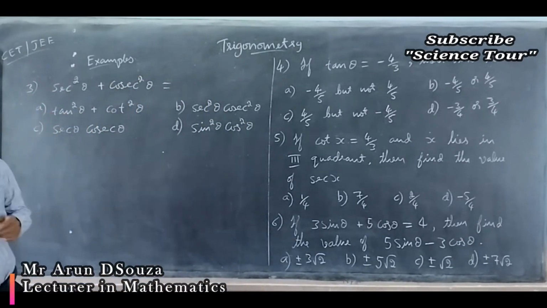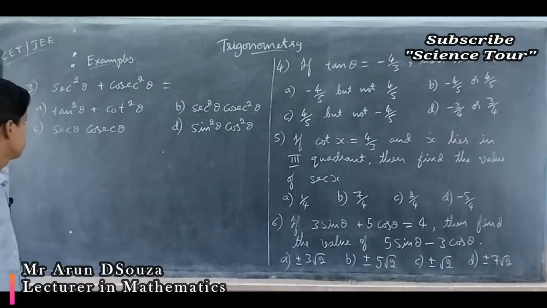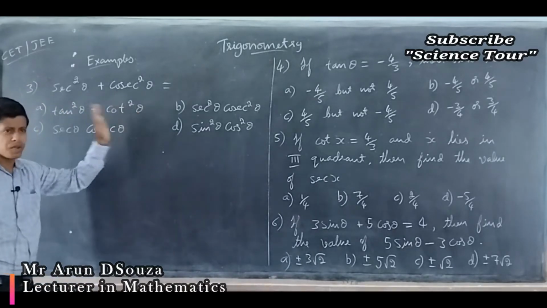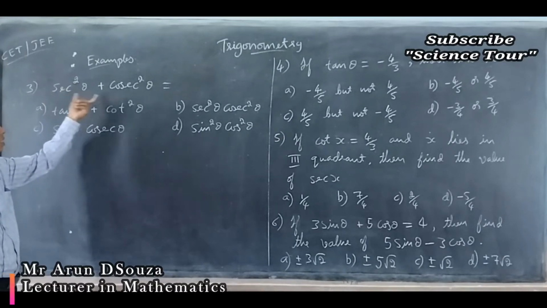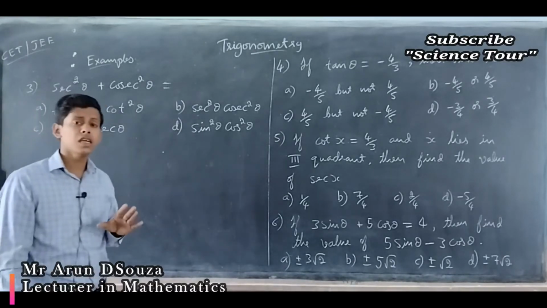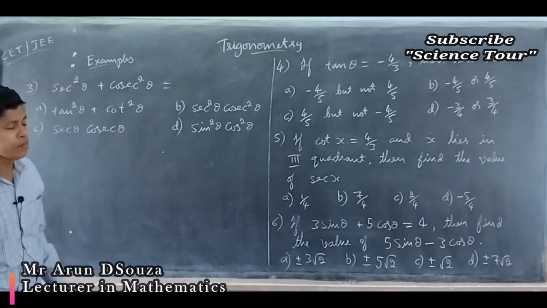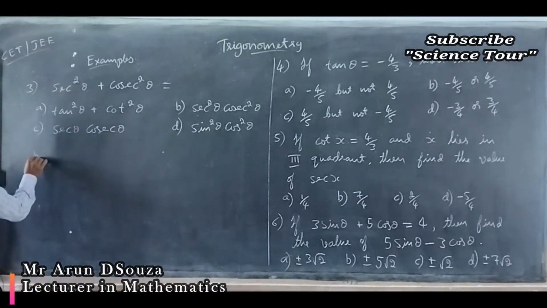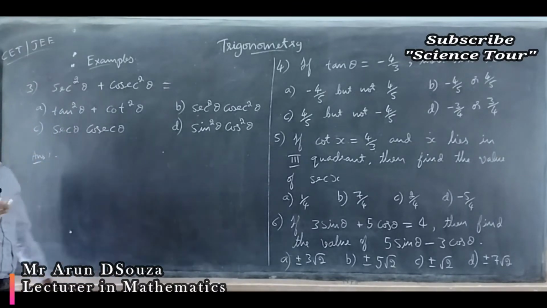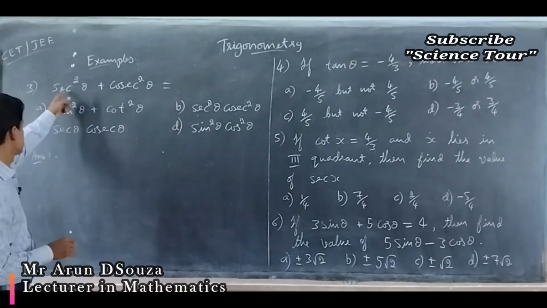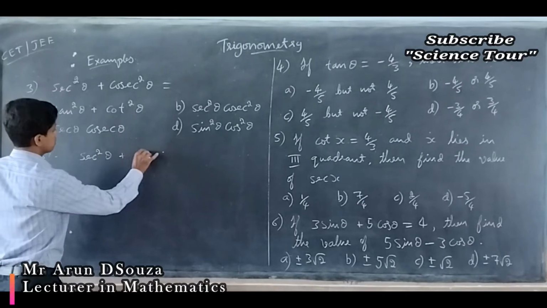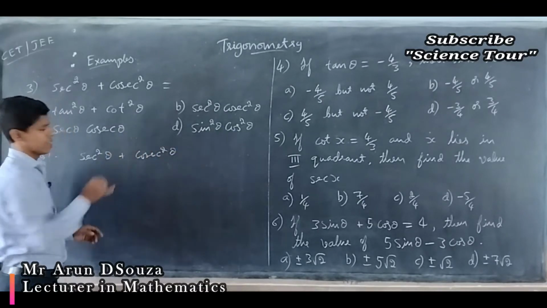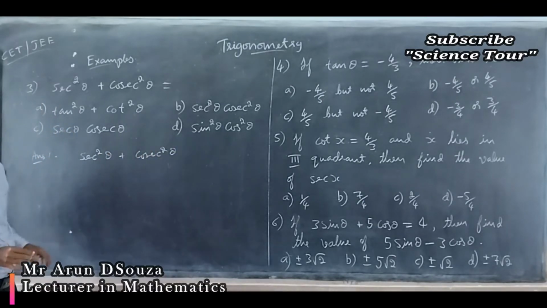Let's go to the third example now. This is a very simple example. Just try to get sec theta and cosec theta in their basic forms. So what are the basic forms? Basic forms are sin theta and cos theta. Okay. So secant square plus cosec square is what you have here.